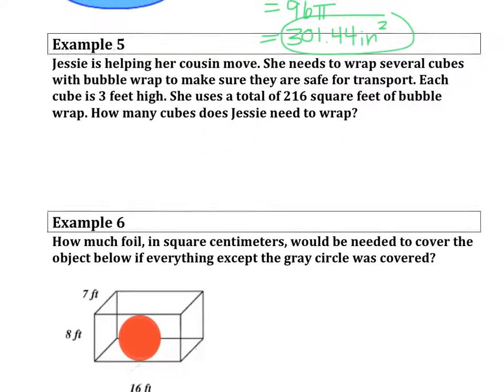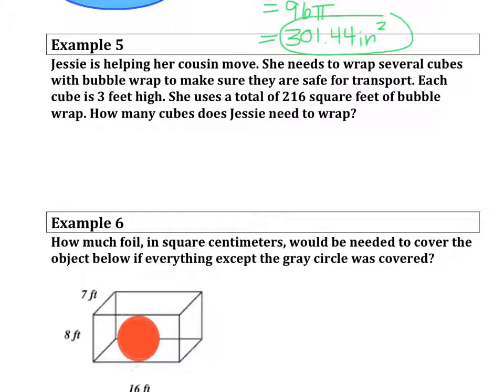An application problem says Jessie's helping her cousin move. She needs to wrap several cubes with bubble wrap in order to make sure they're safe for transport. Each cube is 3 feet high. She uses a total of 216 square feet of bubble wrap. How many cubes does she need to wrap?